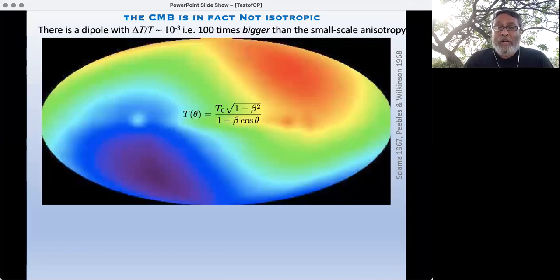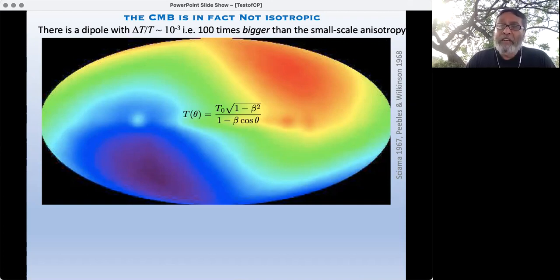The reason why we believe work should be done is because the sky is not actually isotropic at all. And anybody who has, in fact, observed the microwave background will know that there is a huge dipole anisotropy, which is much, much bigger than those small-scale fluctuations that you are always shown a power spectrum of. And this was, in fact, predicted by Dennis Sciama back in 1967. This paper of his, by the way, has 18 citations. And then Peebles and Wilkinson said, you can understand this pattern as a special relativistic effect.